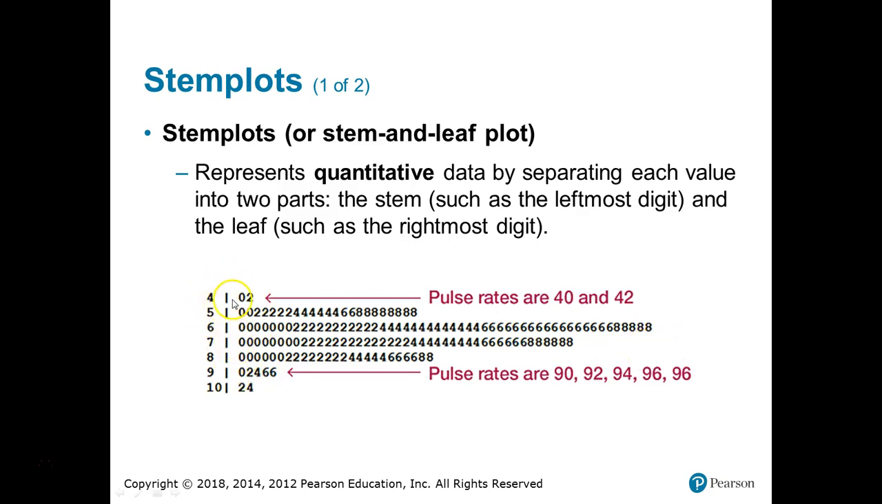So this would say that there are 2 data values in the 40s, 40 and 42. This would tell me of all the 50s, things in the 50s: 50, 50, 52, 52, 52, 52, 52, 54, 54, and so on. This would be 90, 92, 94, 96, 96, 102, and 104. So over here is your stem, which is your leftmost digits, and then the leaf is the final digit.